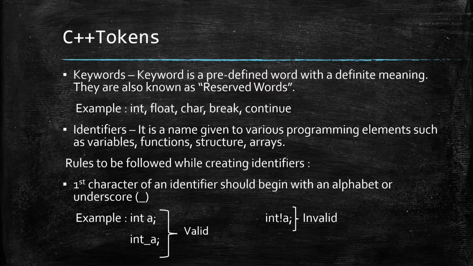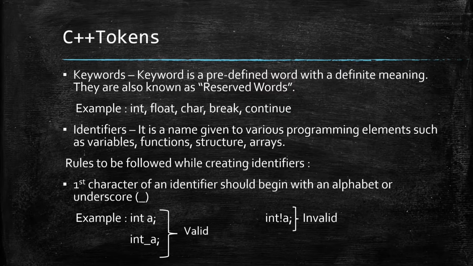So int a, int space, right? Space we are giving. That means there is an end of the data type, and a is our identifier. It's a variable, it's an identifier. Here variable is nothing but your identifier. So int a, semicolon. So semicolon is a must for every expression, for every statement we write in a C++ program. Semicolon is compulsory. It is also known as your statement terminator.